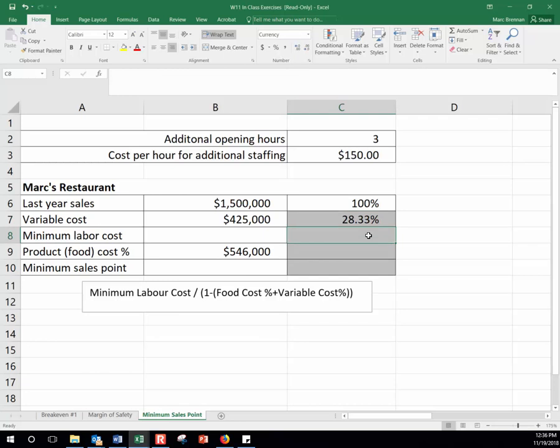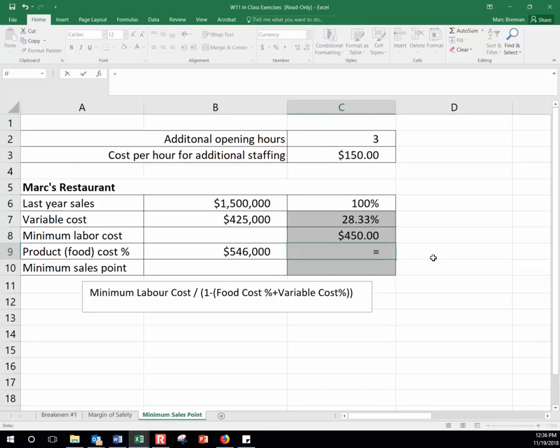My minimum labor cost is going to be how much I'm going to spend in labor. So if it's costing me $150 per hour for additional staffing, you would do this basically by looking at how much you would need staffing-wise per hour to actually staff those extra hours. And that would be the minimum. So multiply it by 3 for how much it would take over the 3 hours. That's the minimum. So you have to have this much in labor in order to actually function.